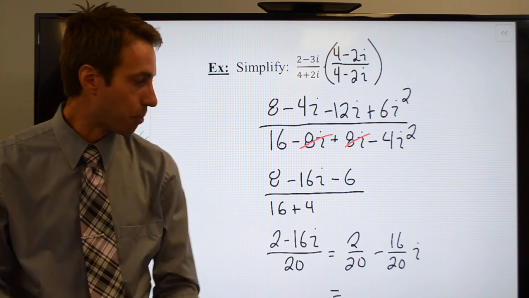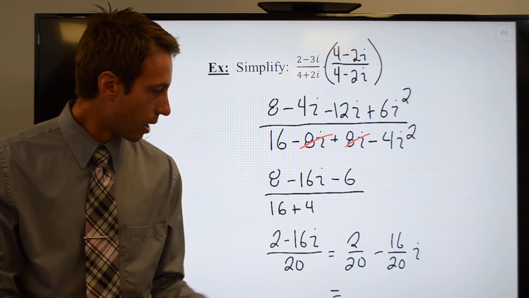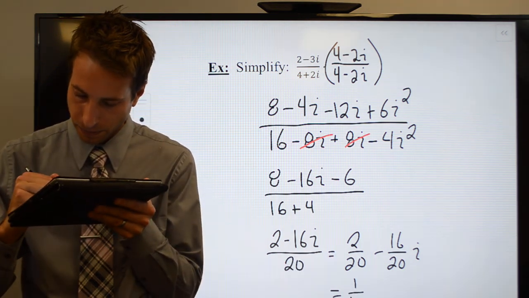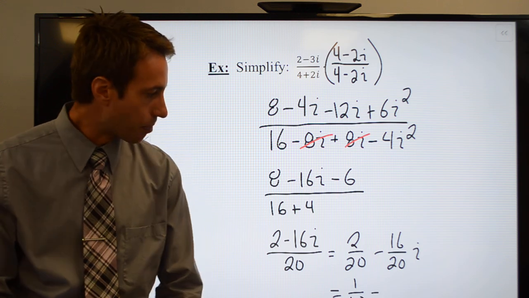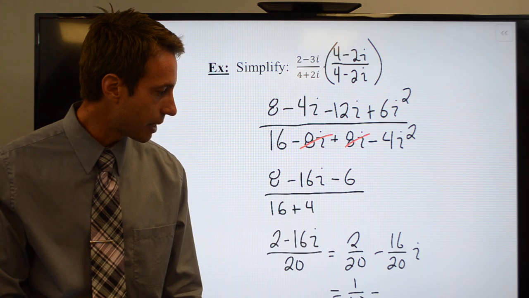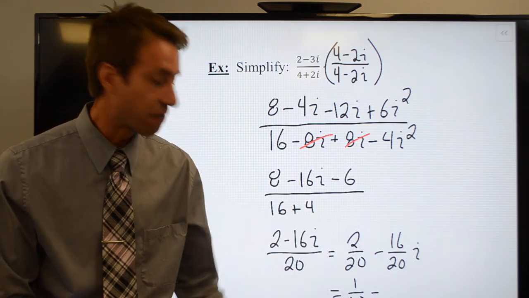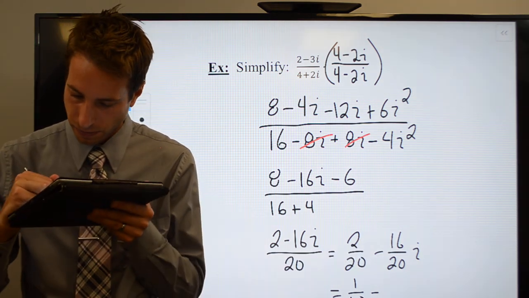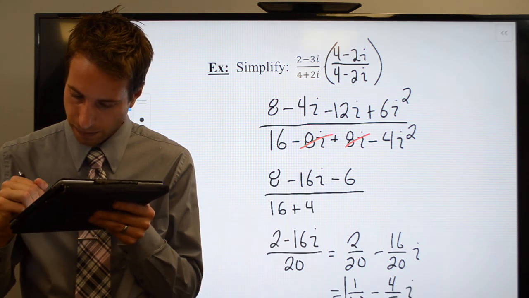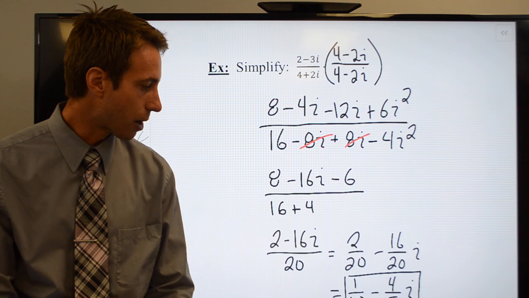And we wind up with, looks like I'm going to get 1/10. In the bottom, 4, right? I can pull out a 4, which is going to leave me with 4/5. And you got yourself a complex number.